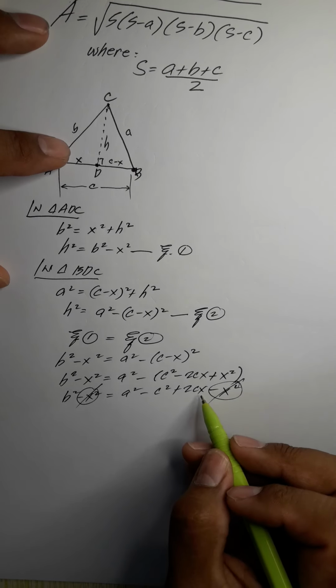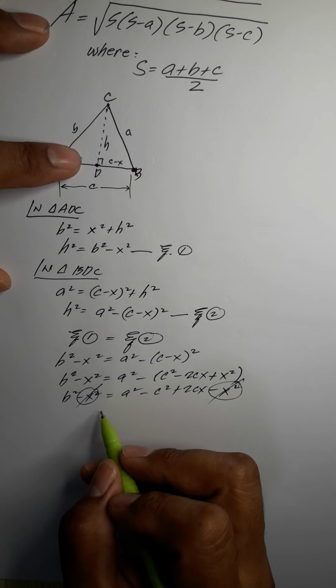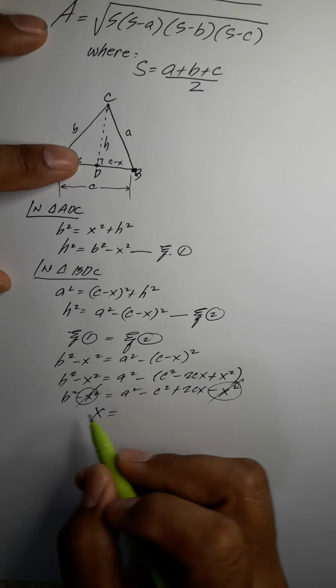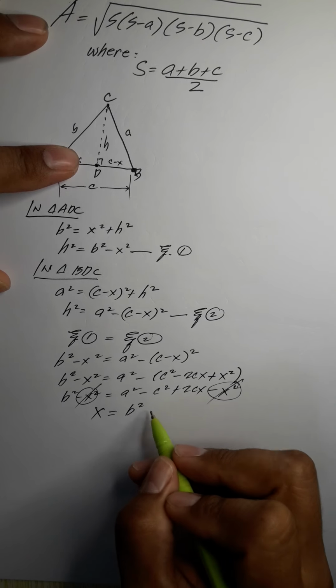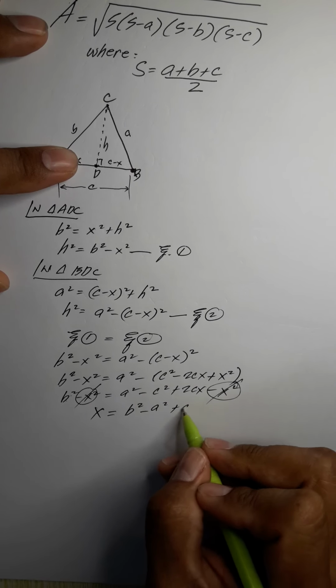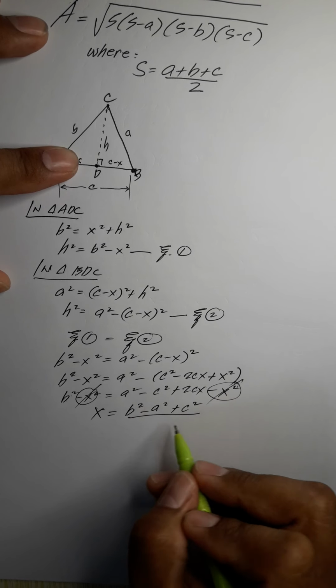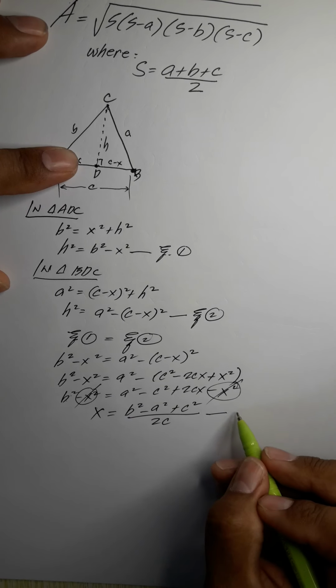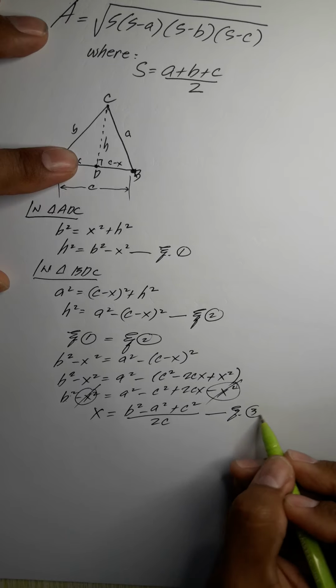So we compute for the value of x. x is equal to (b squared minus a squared plus c squared) over 2c. This will be our equation 3.